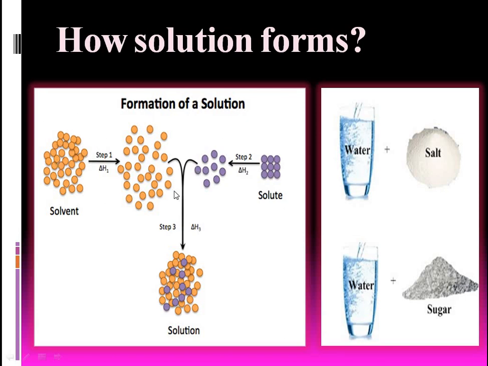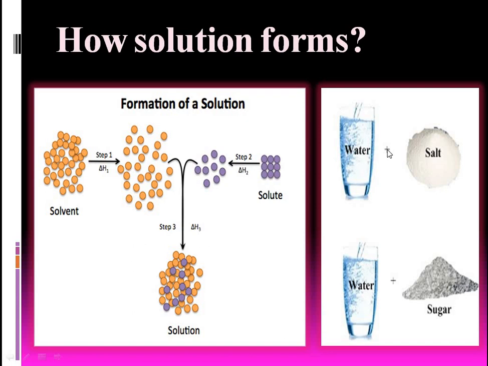How does a solution form? We will see here that this is our solvent, this is our solute. We know that the solvent has gaps between its particles, and even the solute has gaps between its particles. So when we mix both solvent and solute, the solute particles go into the vacancies present in the solvent particles. This is the scenario, and this is what we get after mixing of solvent and solute.